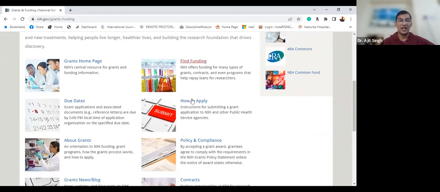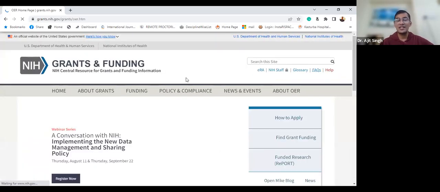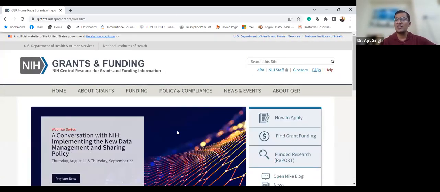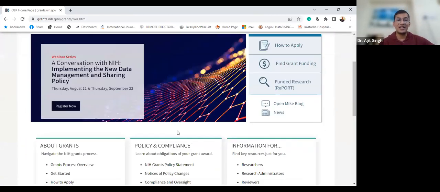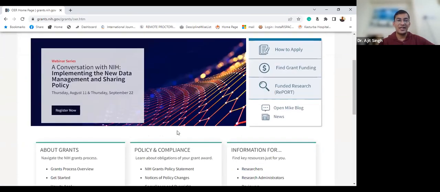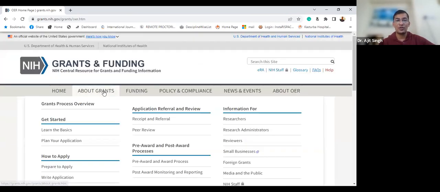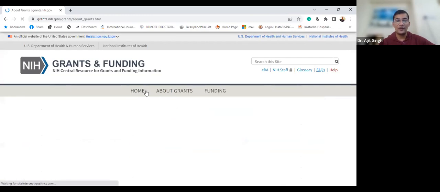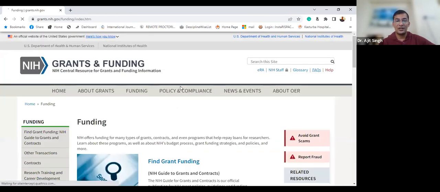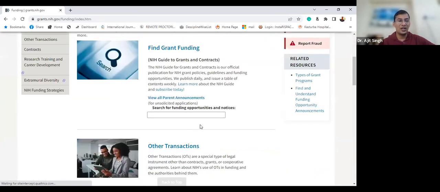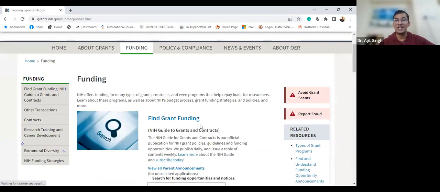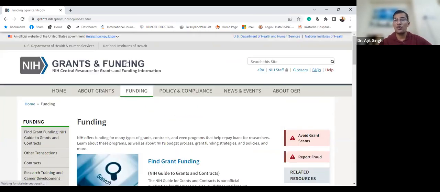Okay, so there is the grants homepage. Okay, due dates, funding, how to apply. These agencies are very clear with the instructions, guys. You do not have to put in much effort. You will get everything in detail. So about the grants, what the grants are, and funding, what the funding and grant funding are, other transactions, contracts, so there are multiple things. There are multiple things in NIH also you will get. Okay, so just go and visit these websites.